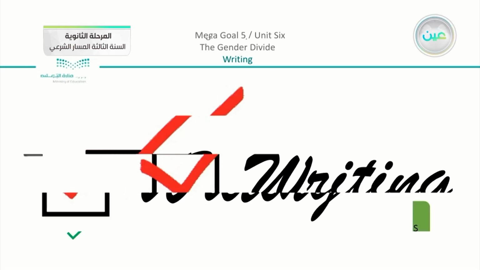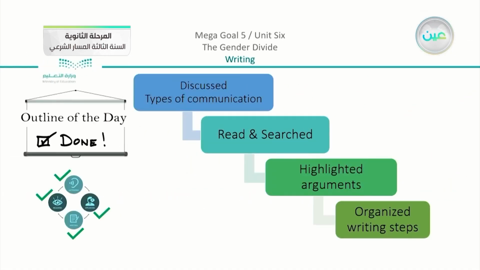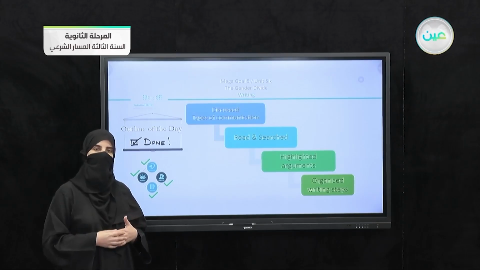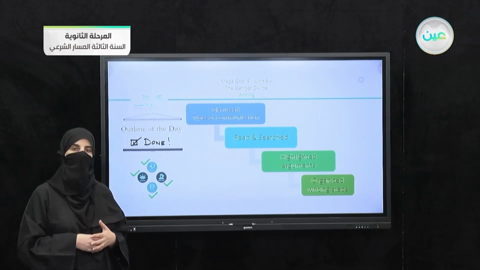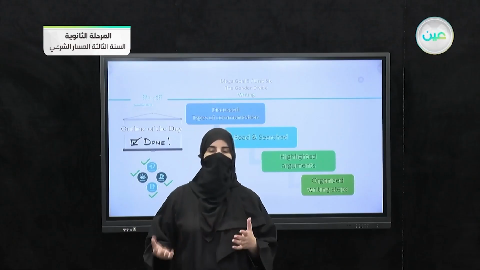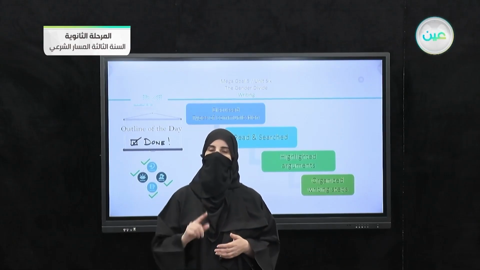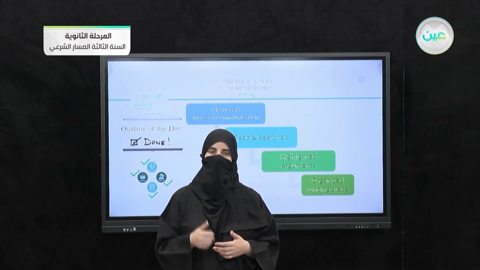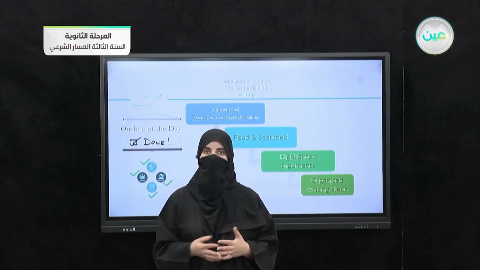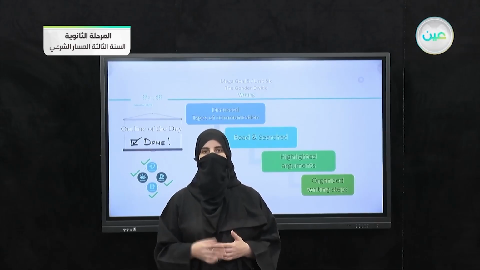So at the very end of our lesson, our outline of the day, we have discussed types of communication. We read and searched about the main ideas that we have here, the arguments that are mentioned in the paragraphs. We highlighted also the arguments and we organized writing steps. Now you do know how to start your writing. First of all, by using your charts, you are going to choose your ideas. Don't forget your notes, and at the very end, you will have the perfect essay. So don't forget to start your assignment and think about these two figures, and we are going to mention them inshallah in our next lesson, so be ready.